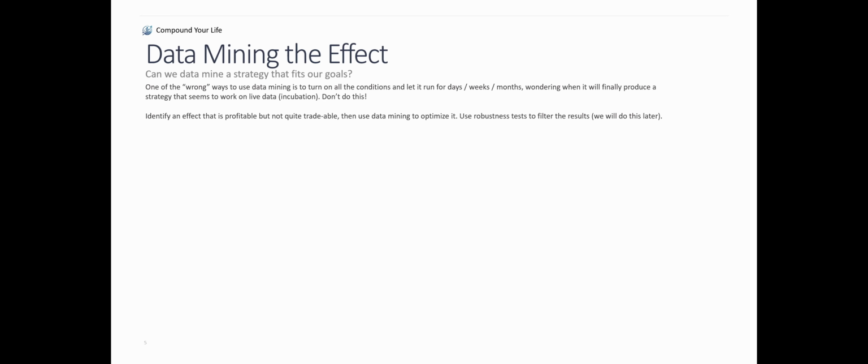And I'll talk about that a little bit later in this video as I show some of the robustness testing that I do. But essentially, what we want to do to actually build a tradable strategy is first find some sort of bias or some sort of effect that already exists, and then use data mining to come up with a strategy that fits our parameters, rather than using data mining solely to try to come up with a strategy from mining every possibility in the universe.